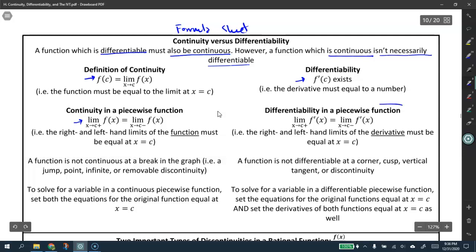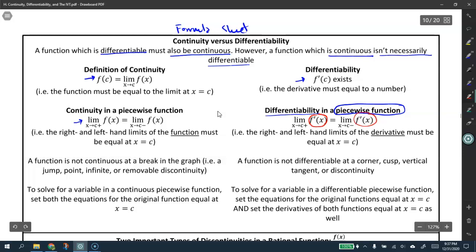Let's suppose you had a piecewise function and they talked about differentiability. Well, in that case, what you would do, and this is new to you, is actually take the derivatives and set those derivatives equal.